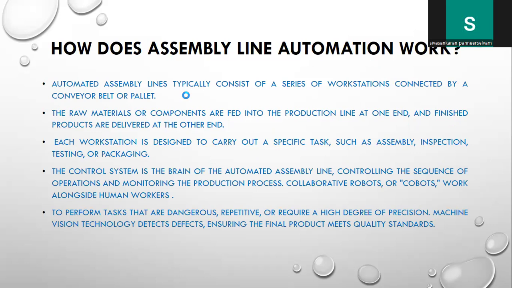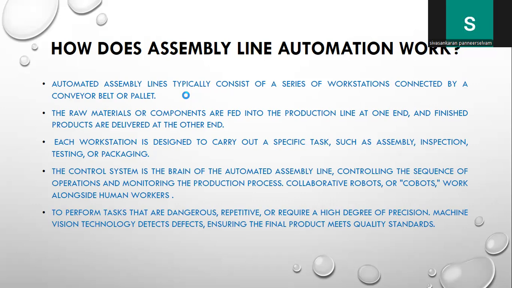So how does assembly line automation generally function? What are the systematic procedural guidelines to be adopted in the factory? The first one: an automated assembly line generally comprises a series of assembly workstations coupled with a conveyor or a pallet. First of all, the raw materials or any mechanical components that are to be processed will be fed into the assembly production line at one end, and will come out as a finished product at the other end of the assembly line. So this is the functional thing to be noted in the assembly line.